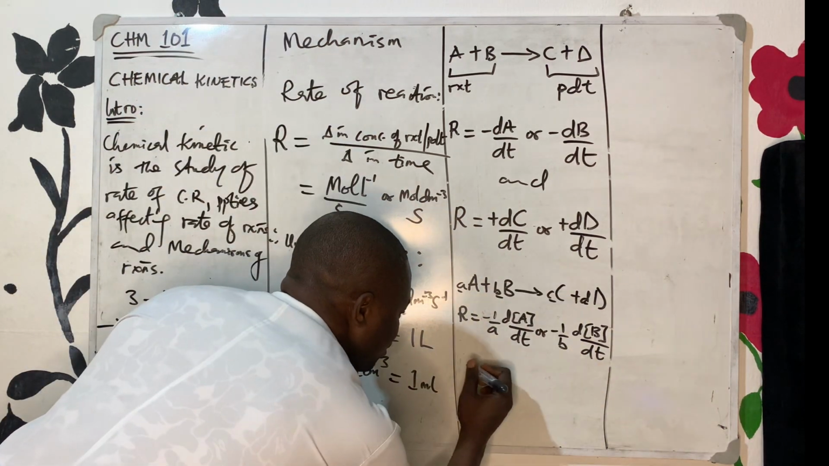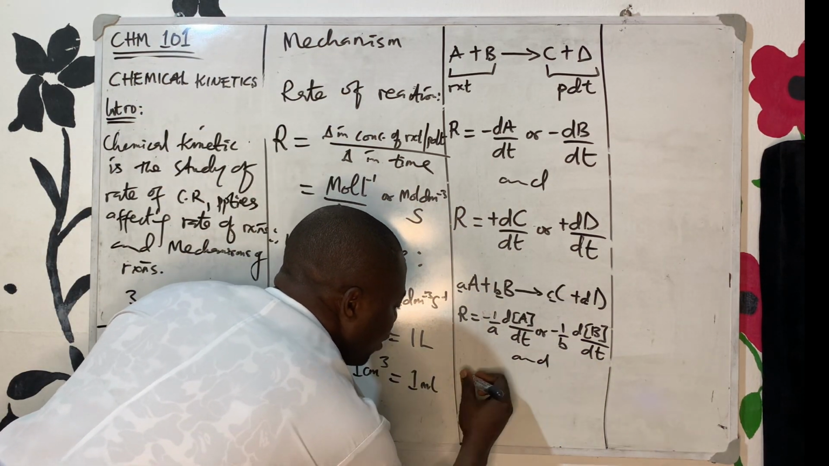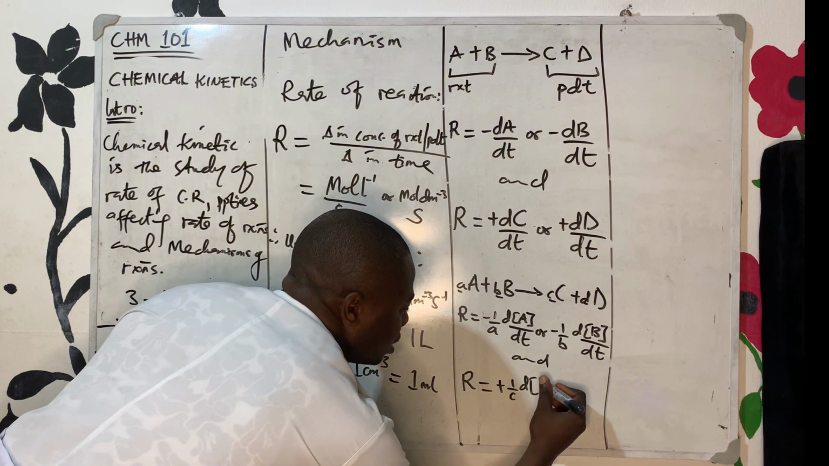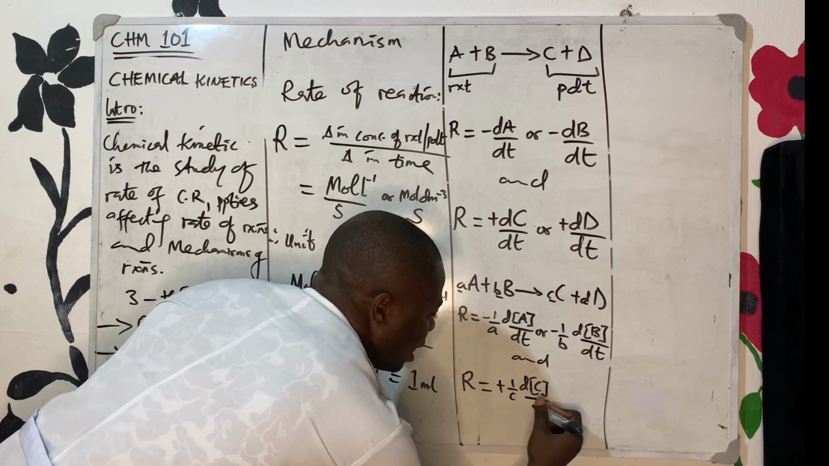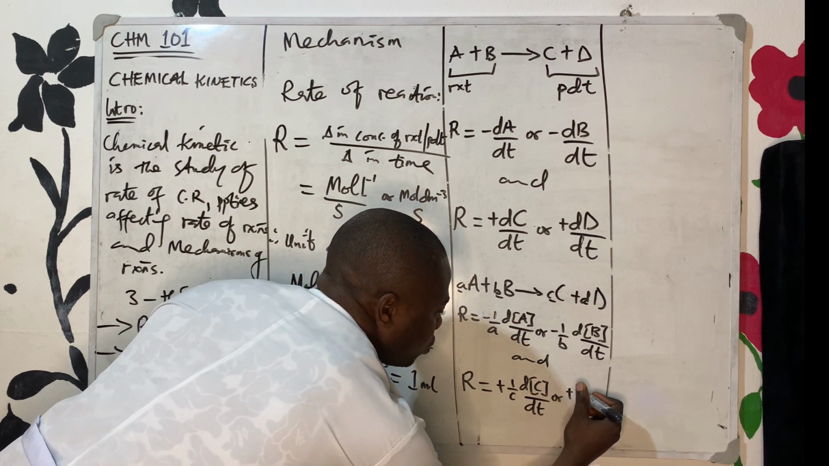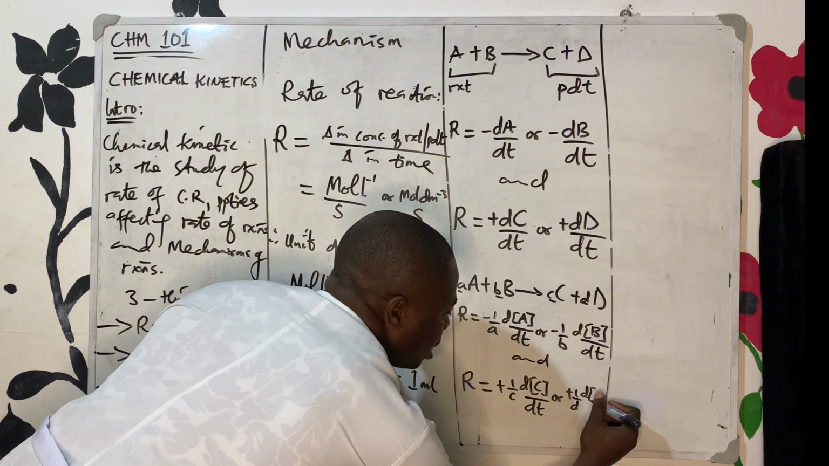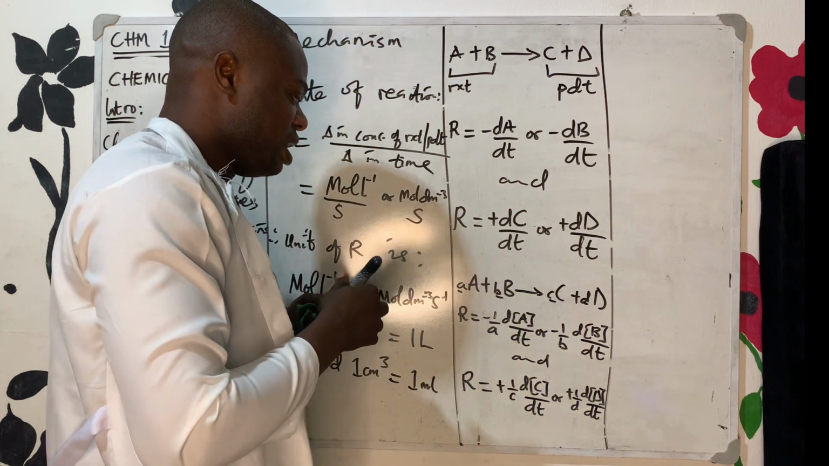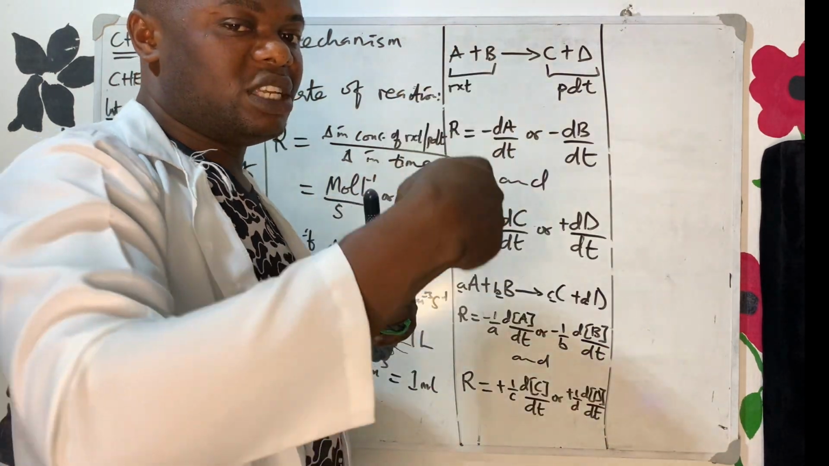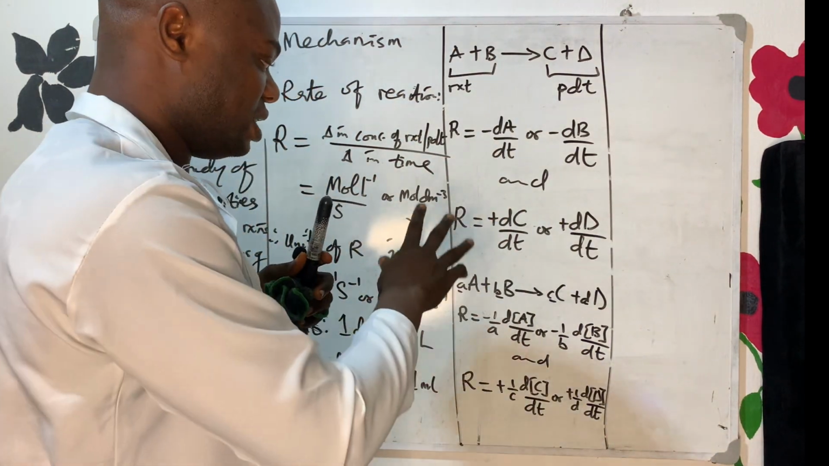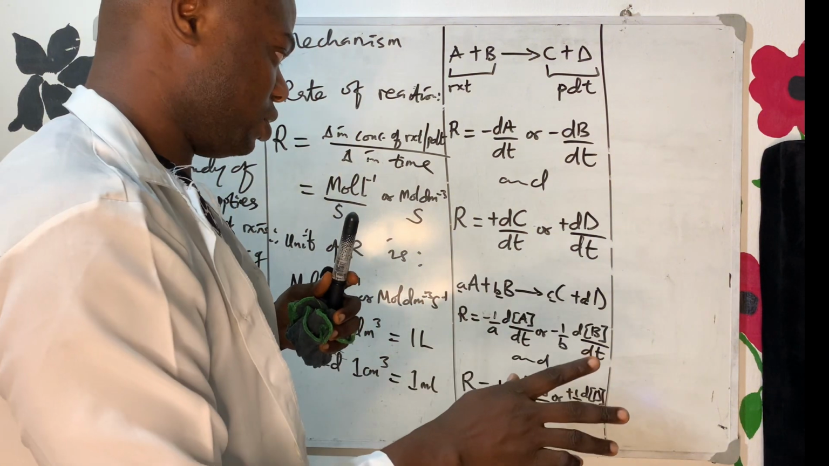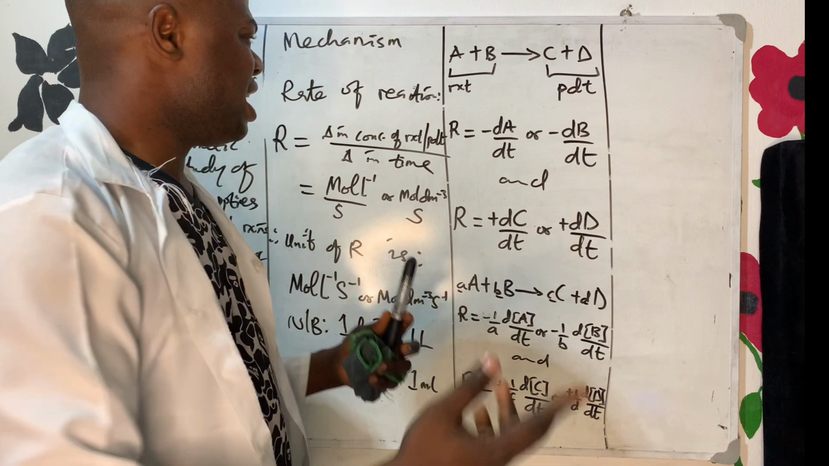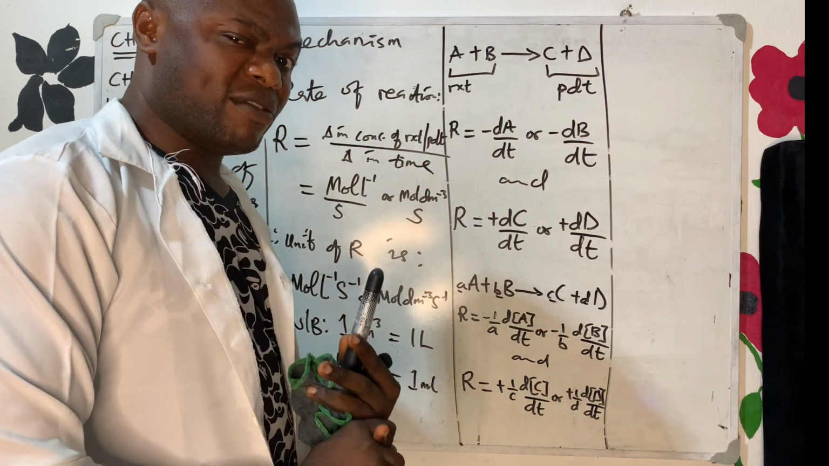But if you go to that of the product, R in terms of product will be plus 1 over c, change in concentration of C all over change in time, or plus 1 over d, change in concentration of D all over change in time. So that is it. You must always take the reciprocal of the coefficients of the various reactants and products. So that's how we go. These are the hallmark of your exam questions.